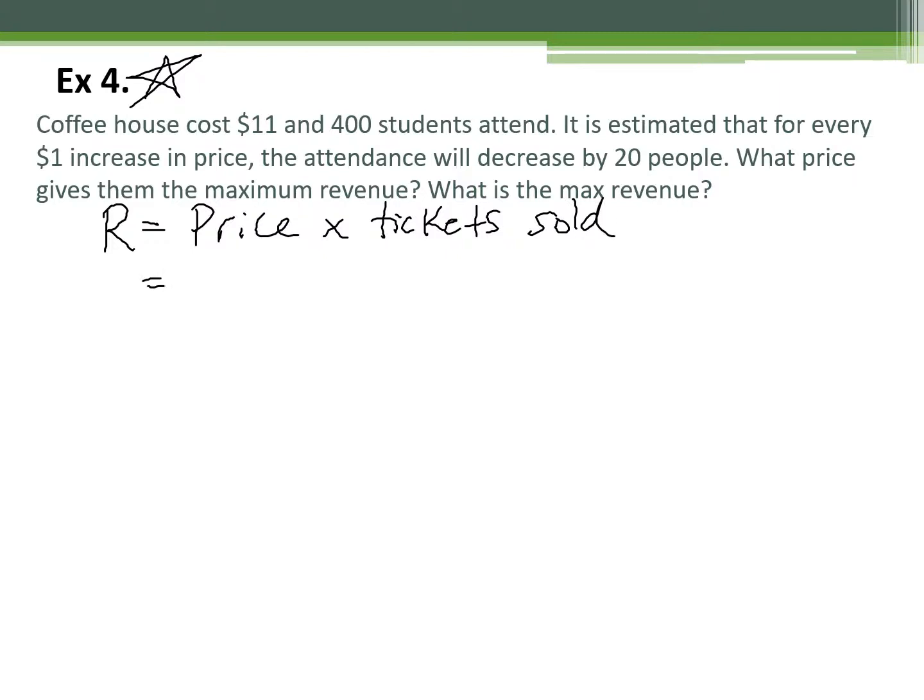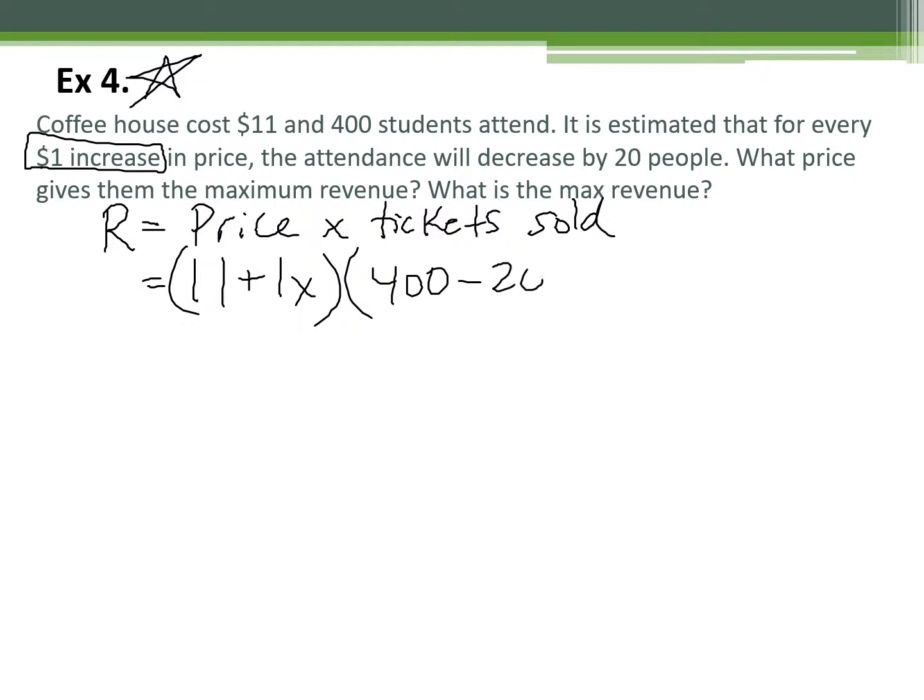Price, I told you, is $11. And they're going to increase it in increments of $1. So 11 plus 1x, because we don't know how many times they're going to increase it by $1. Every time they do that, they are going to lose 20 people. So they start out with 400. Lose means subtract. They're going to lose 20x. Again, 20x because we don't know how many times they're going to increase the price by $1.